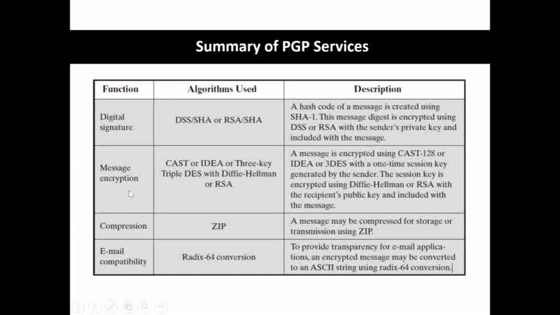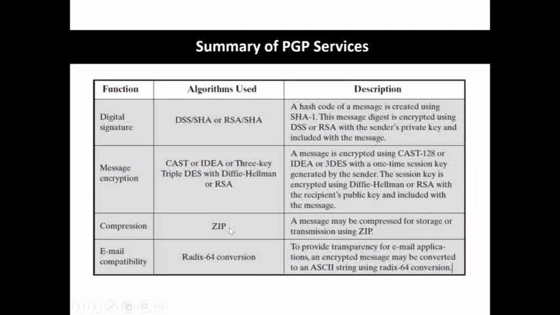For message encryption algorithm, we're going to use CAST or IDEA or three-key triple DES with Diffie-Hellman or RSA. Here the message is encrypted using CAST-128 or IDEA or 3DES with a one-time session key that is generated by the sender, and this session key is going to be encrypted by using Diffie-Hellman or RSA with the recipient's public key. Here you applied the public key encryption scheme, and here you applied the symmetric key encryption scheme.